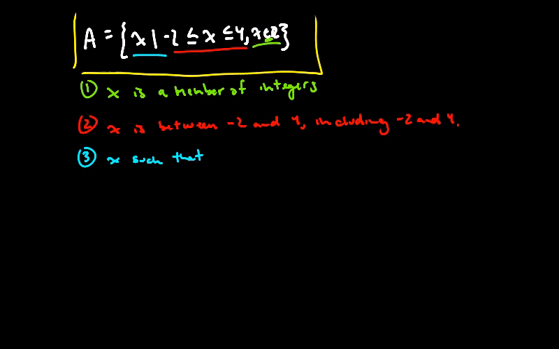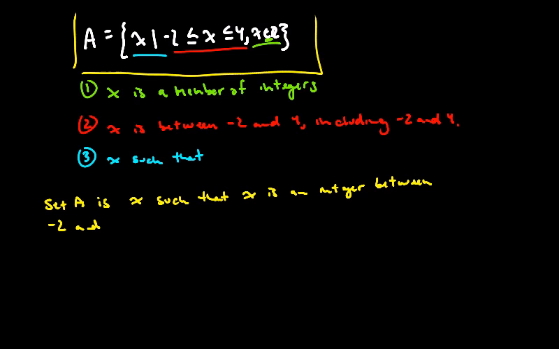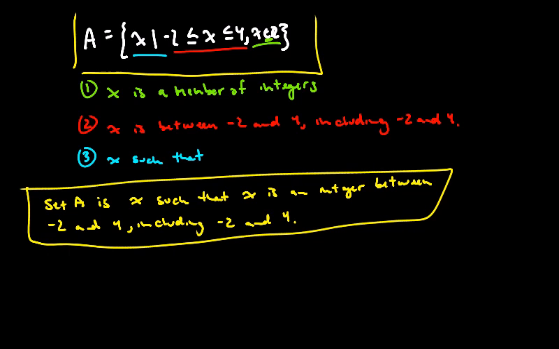Now let's put all the pieces together and see how we would read this entire thing. So we would read set A equals the set of all X such that X is an integer or whole number between -2 and 4, including -2 and 4. So there's our translation of this set builder notation.